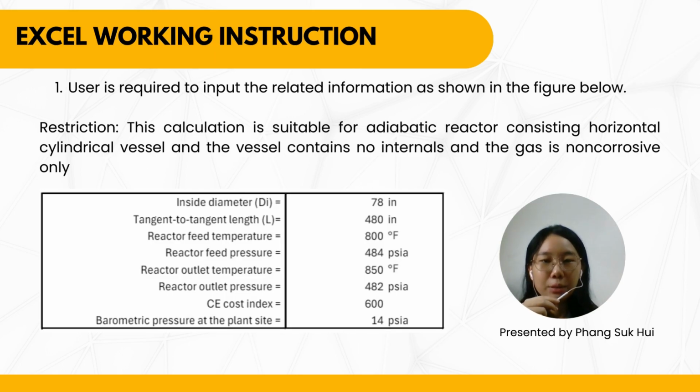This is the Excel working instructions. As the first step, the user is required to input the related information as shown in the figure below. This calculator's restriction is that it is only suitable for adiabatic reactors consisting of horizontal cylindrical vessels, where the vessel contains no internals and the gas is non-corrosive only.